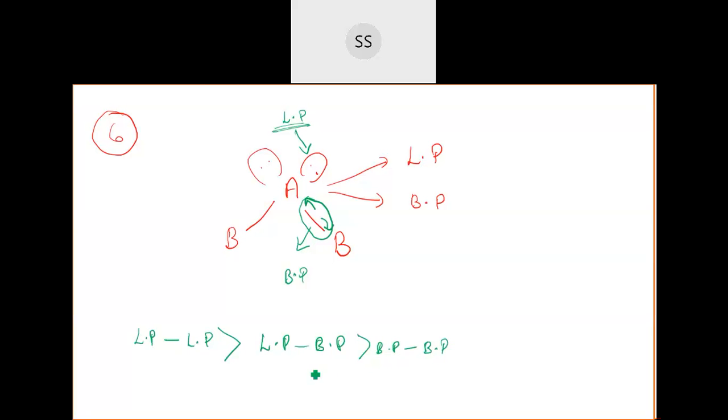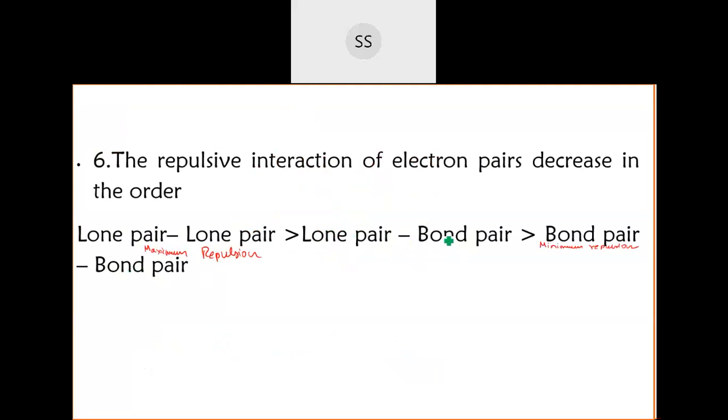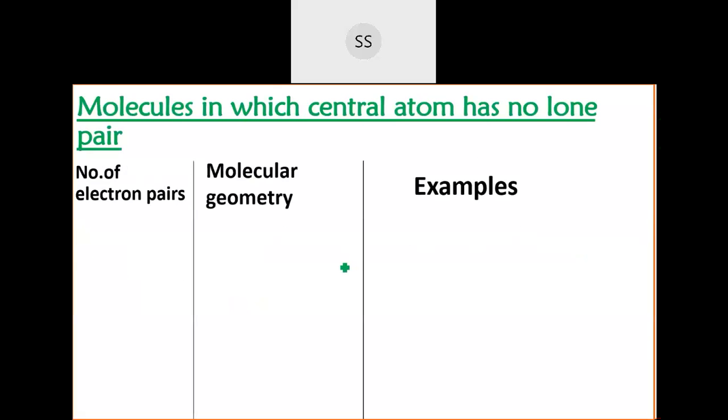So the order decreases in this way. The highest is lone pair and lone pair, and bond pair and bond pair is the least which can cause repulsion. Here these are held with each other, so they don't cause much trouble. The ones left free will cause more trouble. So repulsive interaction decreases in this order: lone pair-lone pair, lone pair-bond pair, and then bond pair-bond pair. Based on this postulate, they have even told us about the shape. One shape I had already discussed last time.